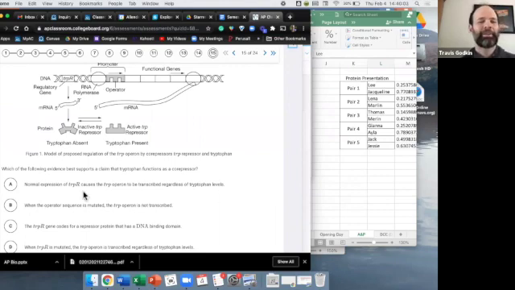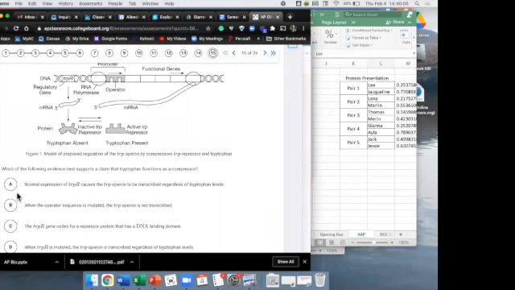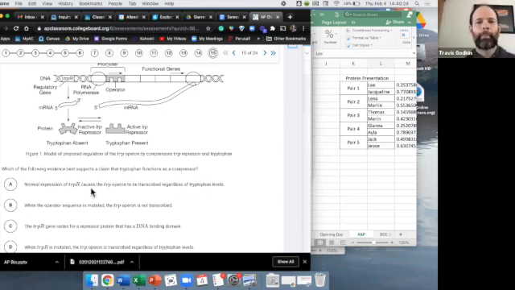All right, Founders Lounge, how do you know it's not A? It doesn't work because the normal expression of TRP doesn't cause the TRP operon to be transcribed, because it affects whether or not it's transcribed. And that's saying it doesn't. Yeah, that's the exact opposite of what happens. So you know it's not A.